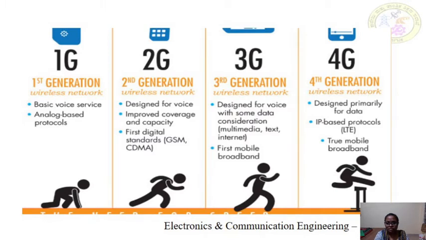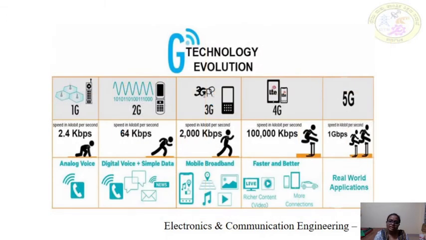In 2008, the fourth generation was launched, where it is designed primarily for data, but all the messages, video, audio are all based on IP based protocols. It is true mobile broadband, and it has 10,000 kbps.